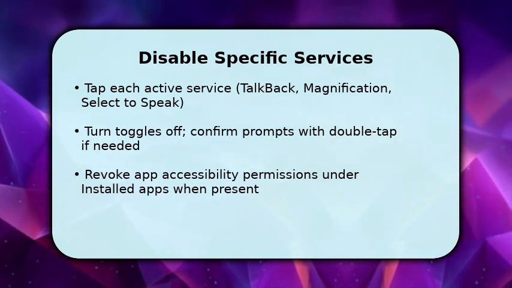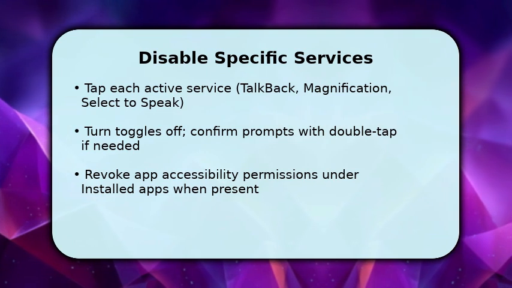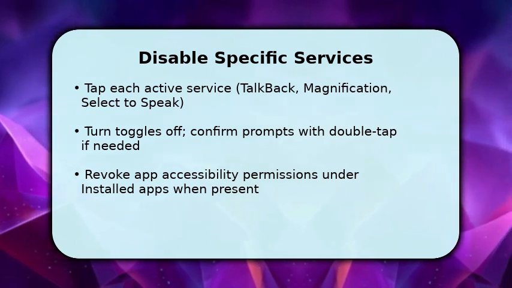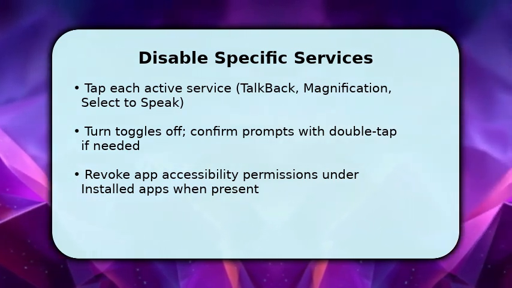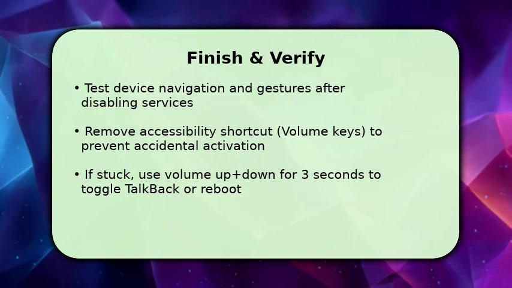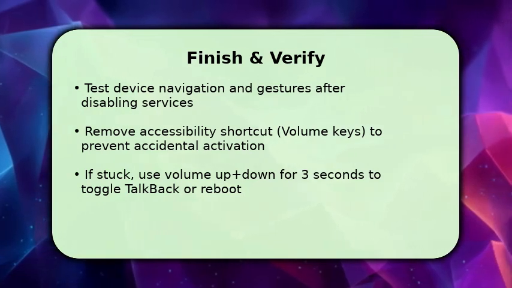Once done, go to Installed Apps and remove accessibility. Finish by testing basic navigation. Swipe, tap, and open apps to confirm accessibility features are off and responsiveness is restored.